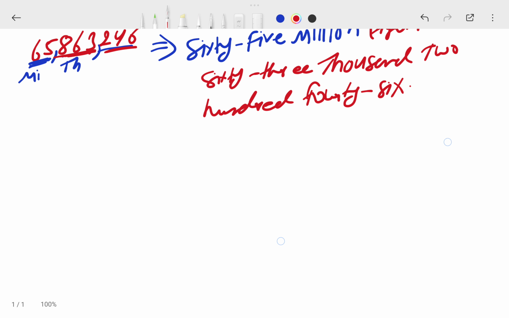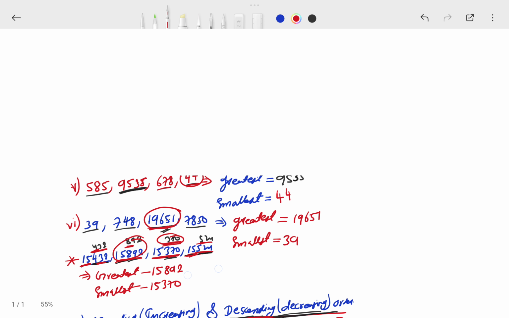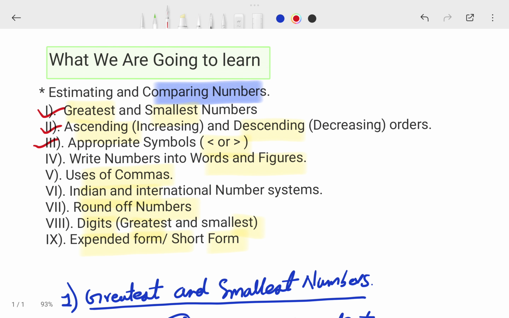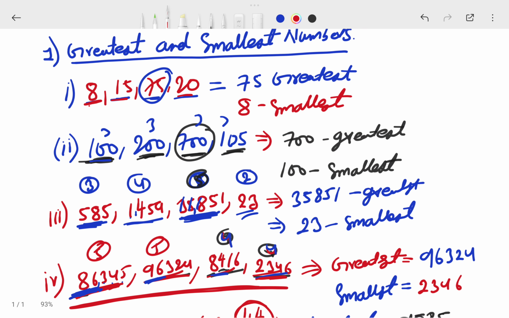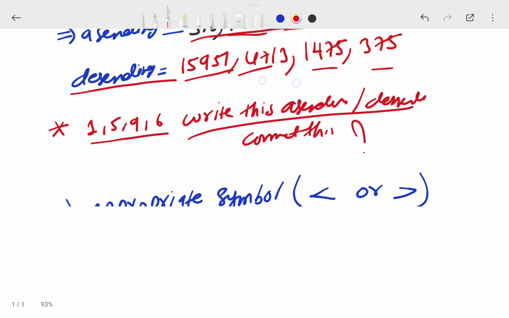Okay, now I hope this one is also over. So let me see how much we have done. Okay, now in this box, generally we completed writing numbers, figures, uses of comma, and the international system. Now we have to understand the rounding of numbers, digits and expanded form. Then after that we will finish. Generally in half an hour it's going to be over.